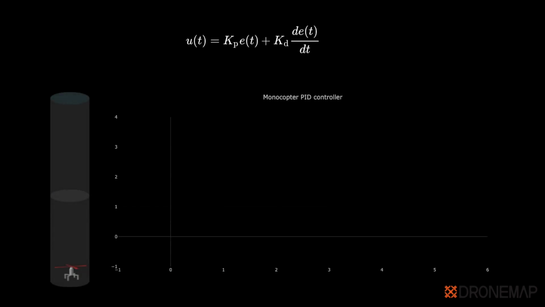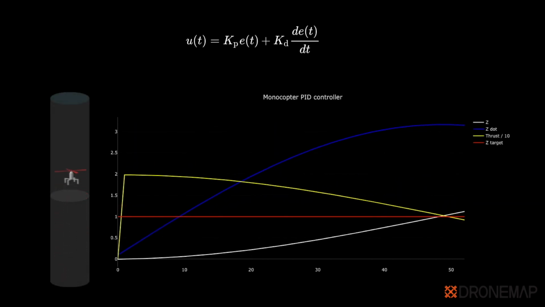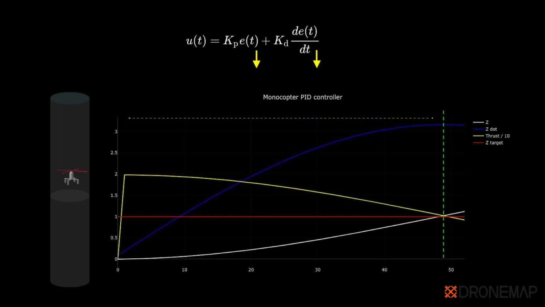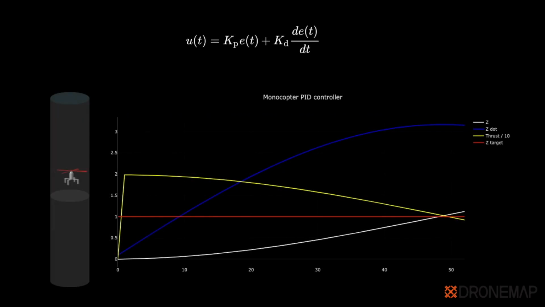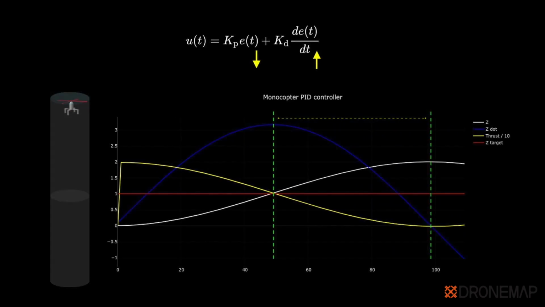Let's see how the thrust can be controlled only by the P term. Here, both the altitude z and the velocity z dot are increasing. The output thrust is decreasing. In the second stage, z is increasing while z dot is decreasing. The output thrust is still decreasing. However, the D term will be able to alleviate the rapid drop of the thrust.